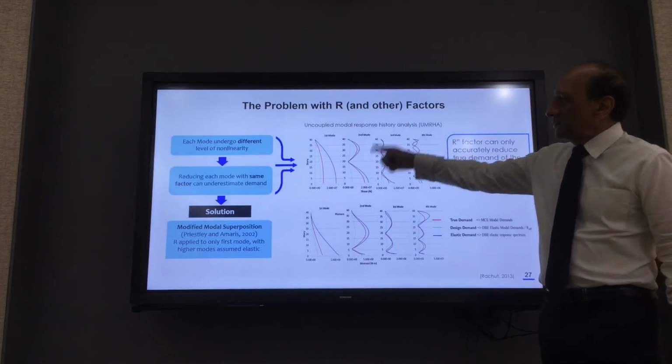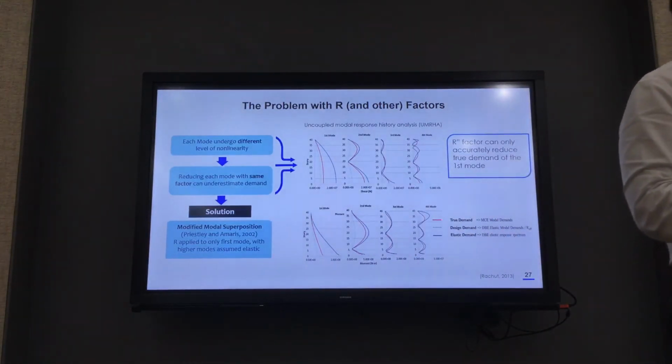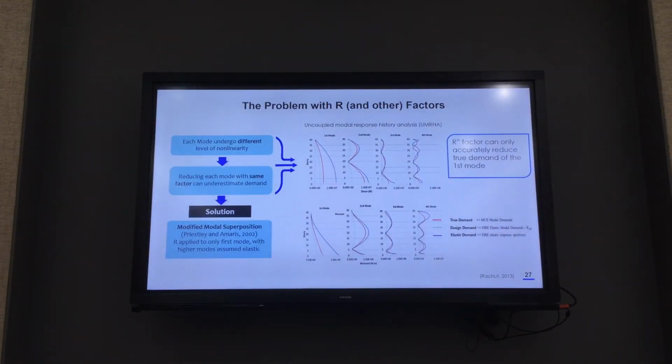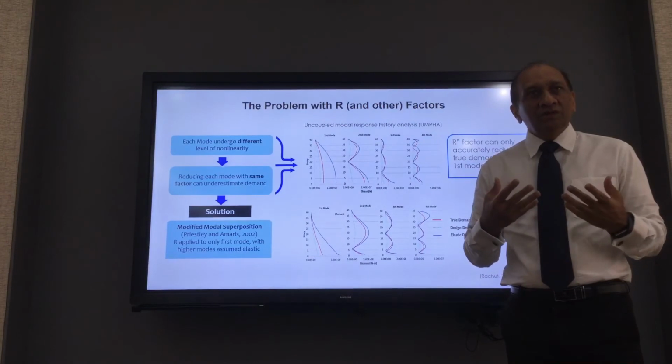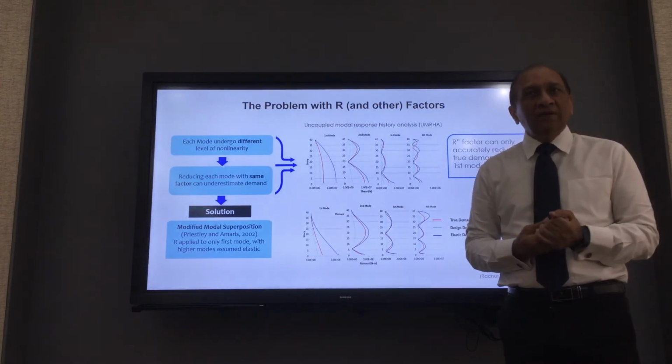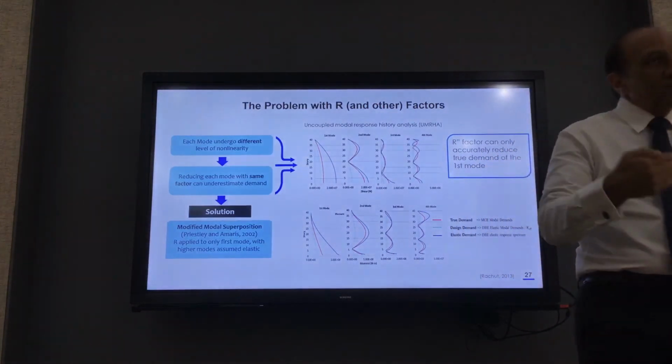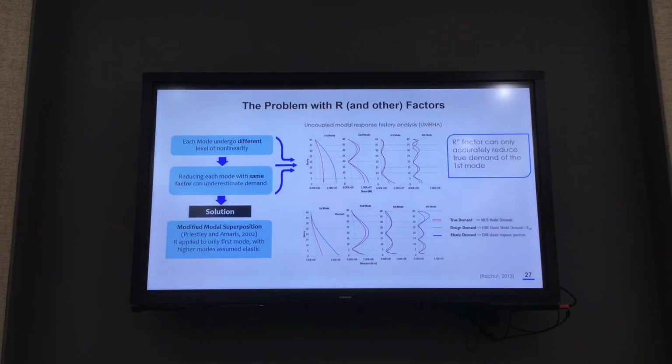And our method, this slide you have seen from many people many times, and let me emphasize one more time that the R factor is only reasonable for the first mode, and the R factor is more reasonable for bending moment. The R factor is not so reasonable for higher modes and not so reasonable for shear. So that is the reason that R factor calculation sort of distorts the results.